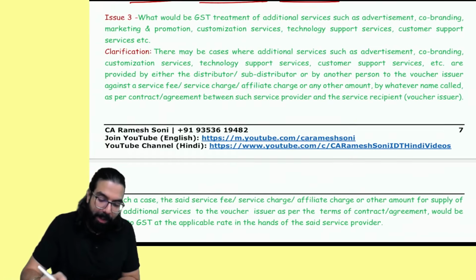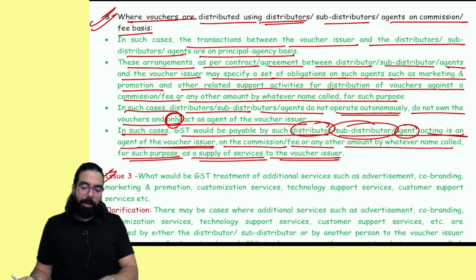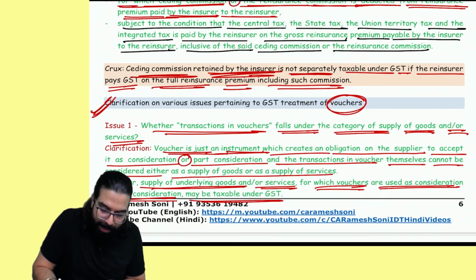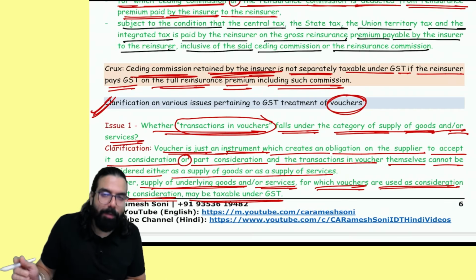Yes, sir, this point is clear. So, the next one. People, the first one was what? Sir, whether transaction in voucher would fall under the category of supply of goods or service?